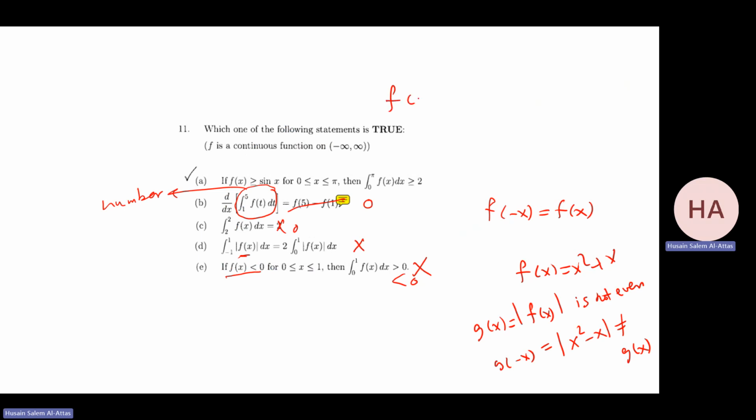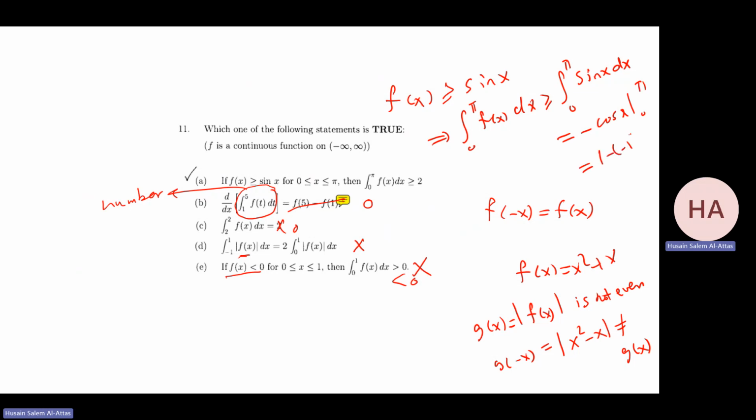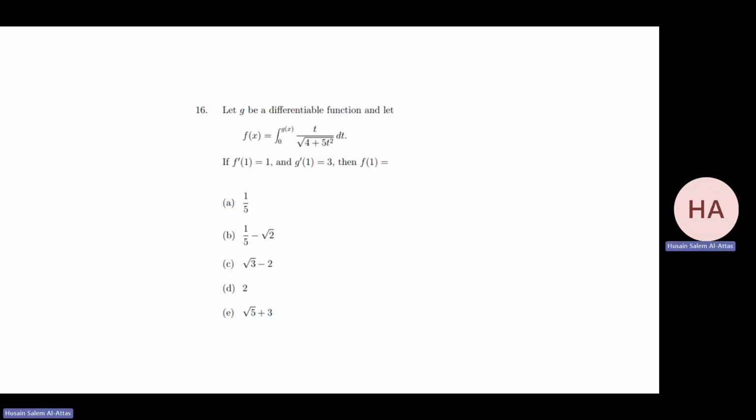f of x greater than or equal to sine x. So it means the integral from 0 to pi of f of x dx is greater than or equal to the integral from 0 to pi of sine x dx. And what's the integral of this? That will be minus cosine x from 0 to pi. That will be 1 minus minus 1, which is 2, which is this one. So this is correct. That integral should be greater than or equal to 2.